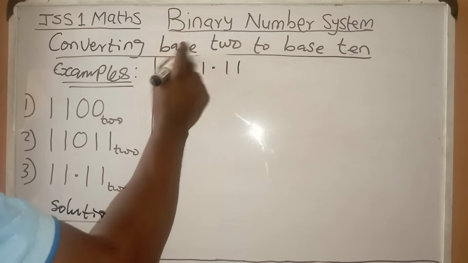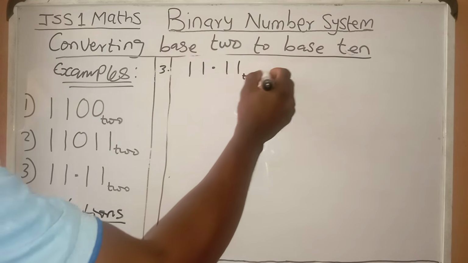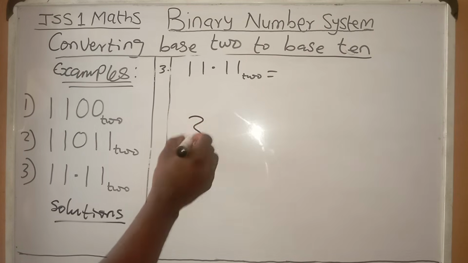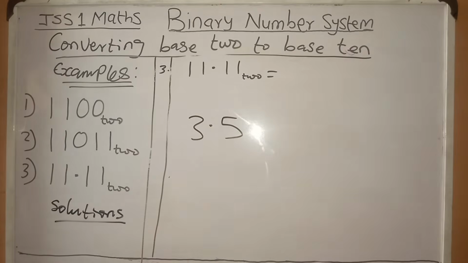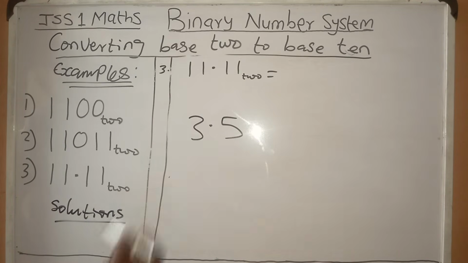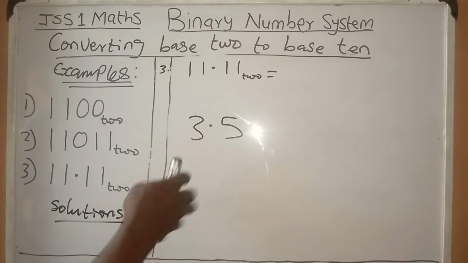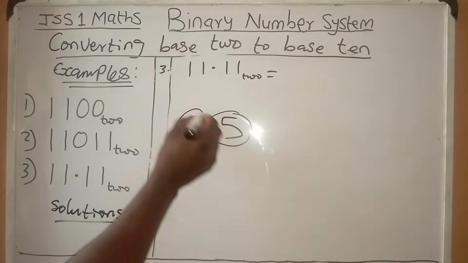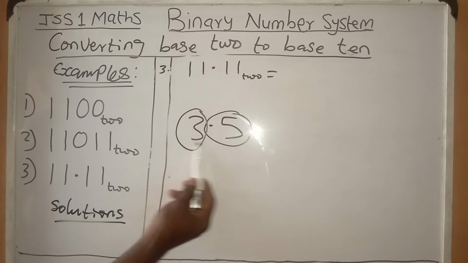11.11. This time around we have a point. How do we approach this? Pay absolute attention. When you look at a number like 3.5, for example, this number is made up of 2 parts. The digit you have before the point is called the whole number. This is 3, the whole number. After the point, the part you have is called the decimal. This is the whole number, this is the decimal.